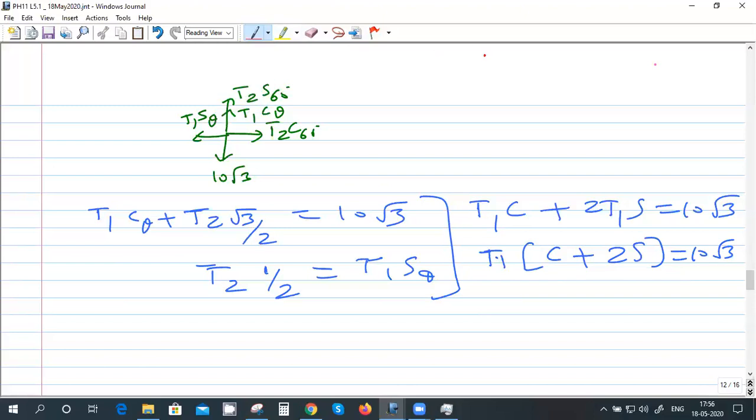Suppose I want to find A. Okay, let it be sine only. That does not matter. A sine.